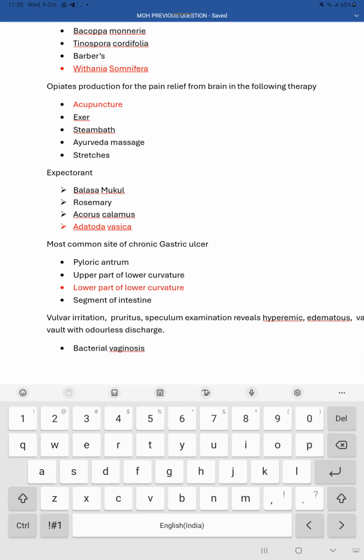Then the most common site which is causing chronic gastric ulcer is the lower part of the lesser curvature. Okay, the lower part of the lesser curvature is the most common site where you will be getting the gastric ulcer.